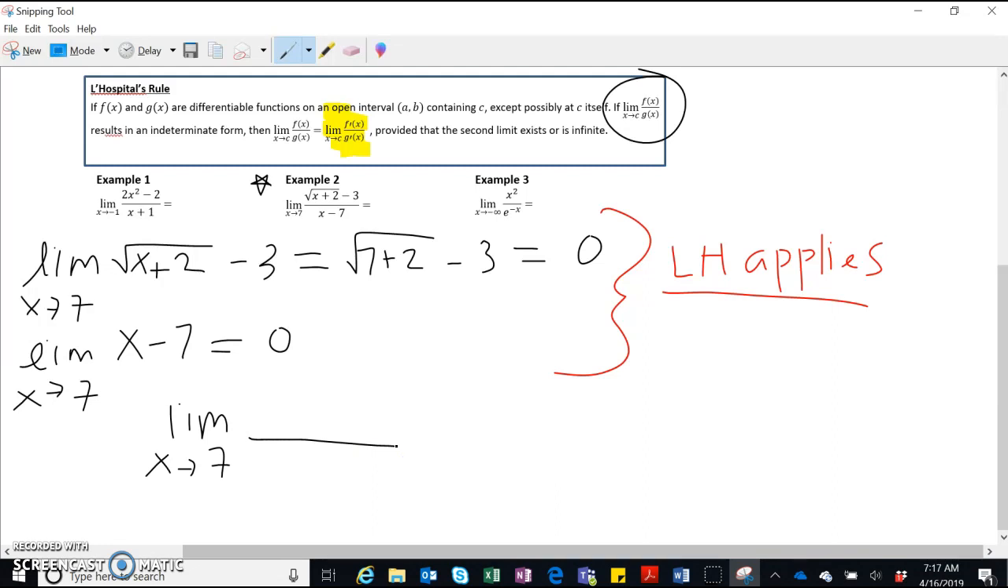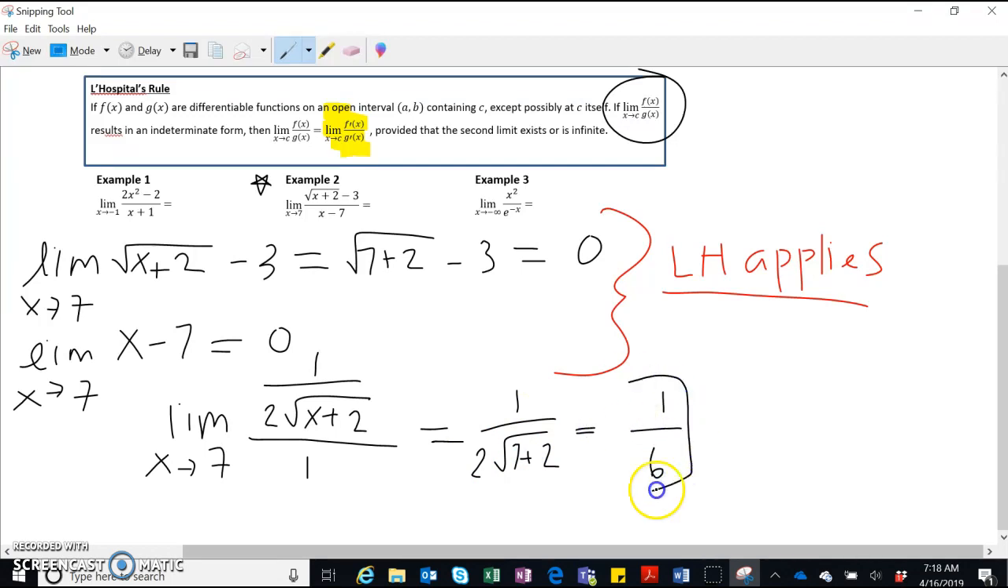I'm going to start with the bottom. That looks easier. x minus 7 has a derivative of 1. And based on all of our recapped rules of derivatives from our recent lessons, the square root of x plus 2 minus 3 has a derivative of 1 over 2 square root of x plus 2. That minus 3 has a derivative of 0, so I don't need to write anything. And now I can plug in, and it looks like I have 1 over 2 square root of 7 plus 2, or 1 over 2 times 3, which results in my final answer of 1/6.